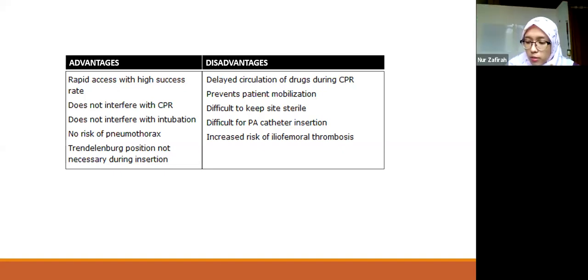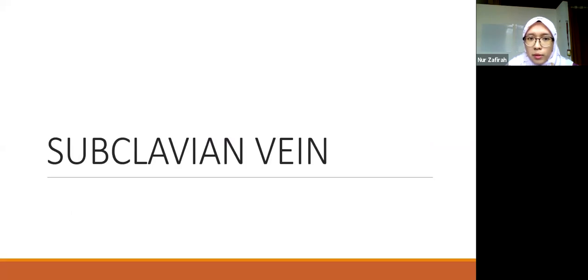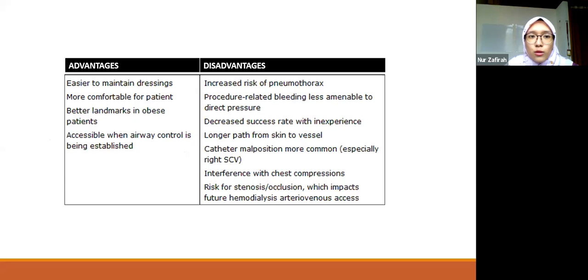Next I will explain the next central line that we can give to the child. Next is subclavian vein access. What is the advantage of the subclavian vein compared to others? It is easier to maintain the dressing because it's located at the clavicle area. It's more comfortable for the patient, has better landmarks in the obese patient, and is accessible when airway control is being established.